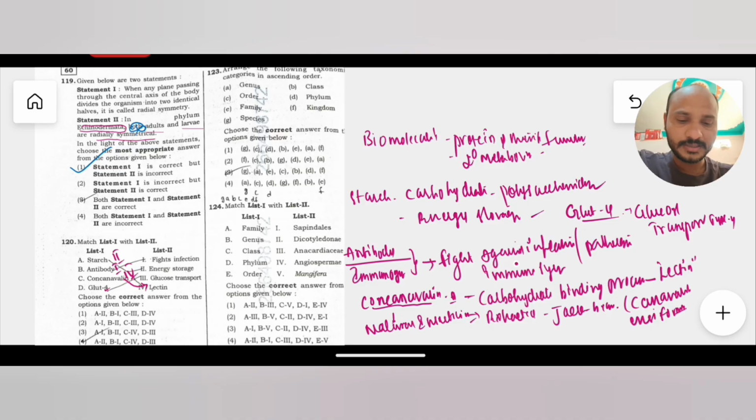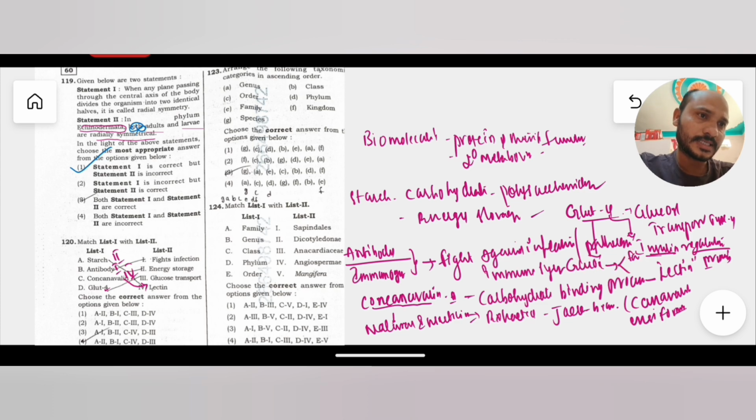It is a specialized insulin-regulated protein. GLUT4 is an insulin-regulated protein, and this GLUT4 helps the entry of glucose into fat cells and muscle cells, which is very important. So it is regulated by insulin, and GLUT4 helps the entry of glucose into fat cells and muscle cells.